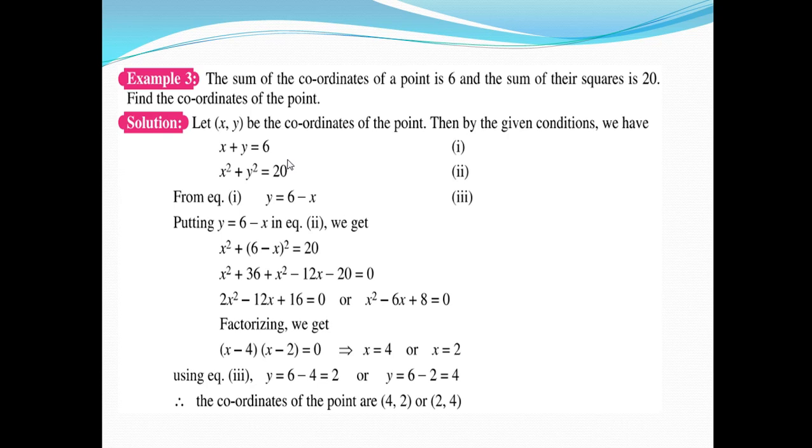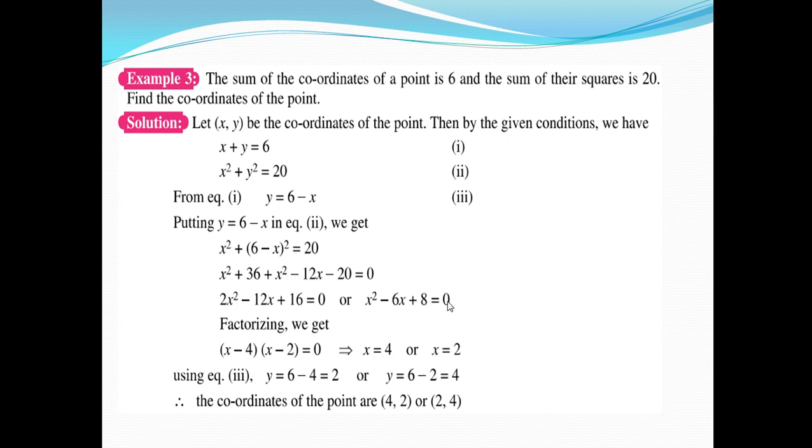The first is a linear equation and the second is a quadratic equation. We solve these equations, this type of equation from 2.7. From equation 1, solving the linear equation, we get y equal to 6 minus x. Putting y equal to 6 minus x in equation 2 and simplifying, we get 2x square minus 12x plus 16. 2 is common, and we get x square minus 6x plus 8 equal to 0.